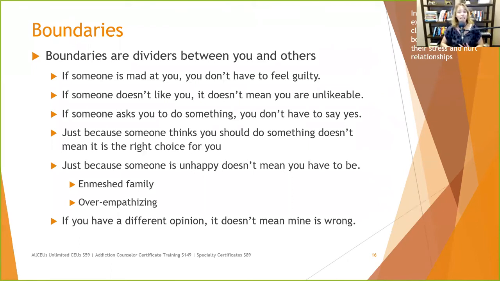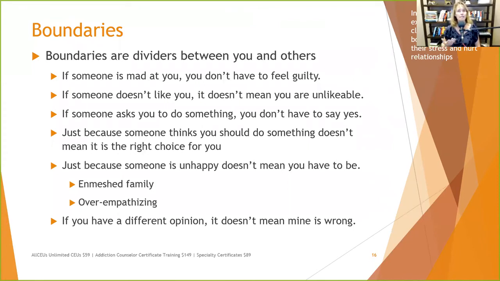If someone doesn't like you, it doesn't mean you're unlikable. It just means that person doesn't like you. And we'll talk about who do you know that everybody likes? I mean, everybody. If someone asks you to do something, you don't have to say yes. Just because someone thinks you should do something doesn't mean it's the right choice for you. If somebody says you really should take that job, or you should go out with Sam, take it under advisement. But just because somebody thinks it's right for you doesn't mean you think it is, and that's okay. You can have your own opinions. Just because someone is unhappy doesn't mean you have to be.